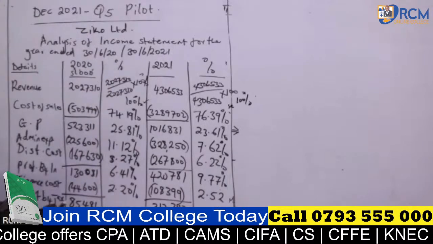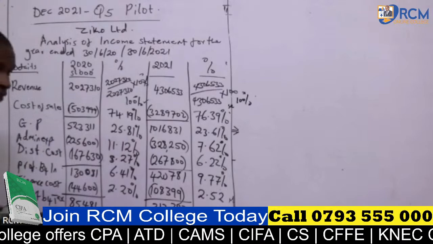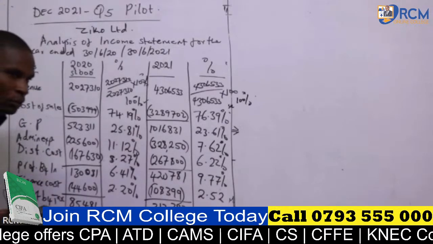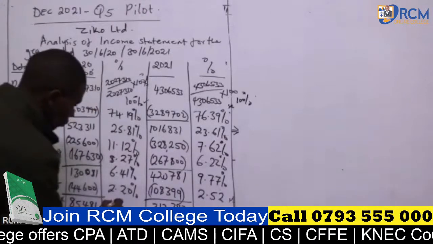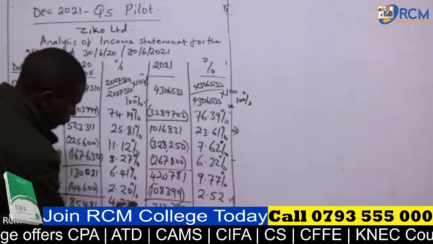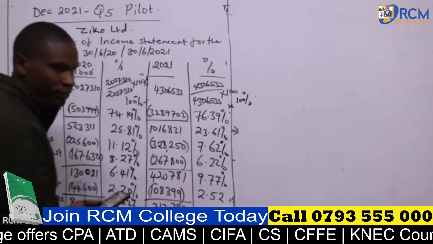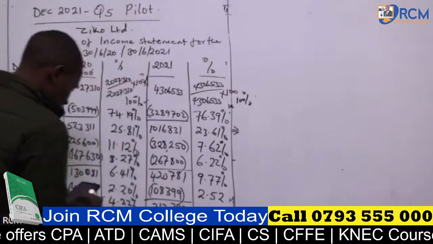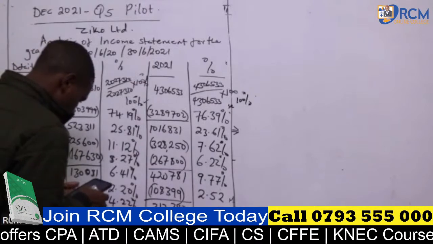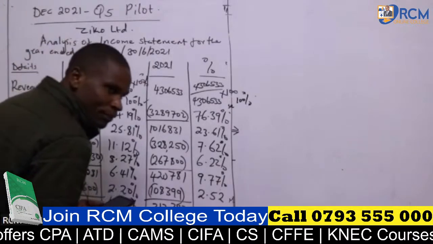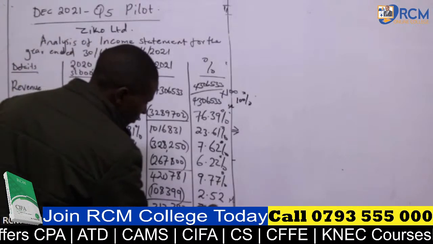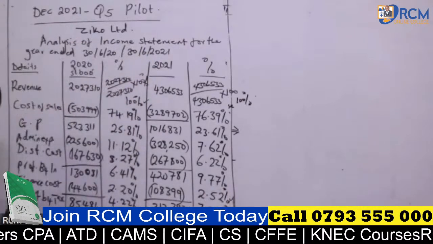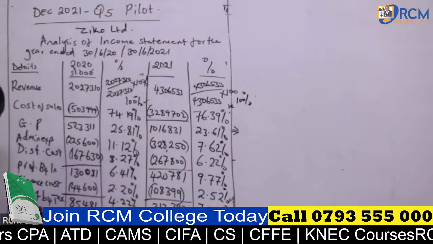Tunapata ngapi? For 2020. 2020 ni ngapi? 4.22. 4.22%. The other one ni ngapi? Yeah, 4.2 is okay. One decimal point ni sawa. Income tax expense pia 7.25%.